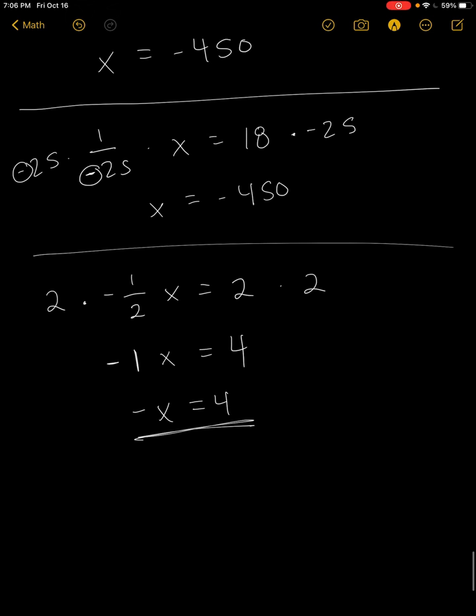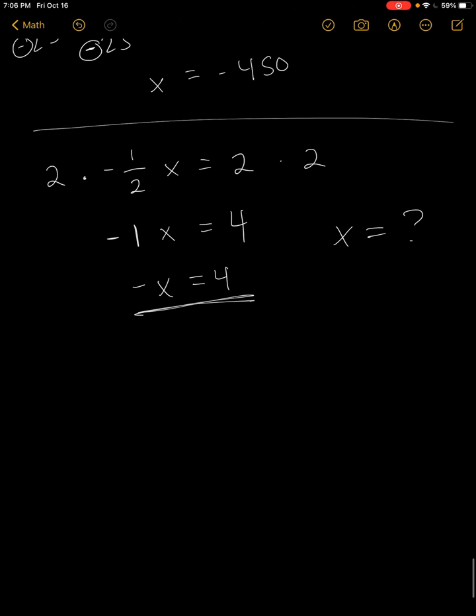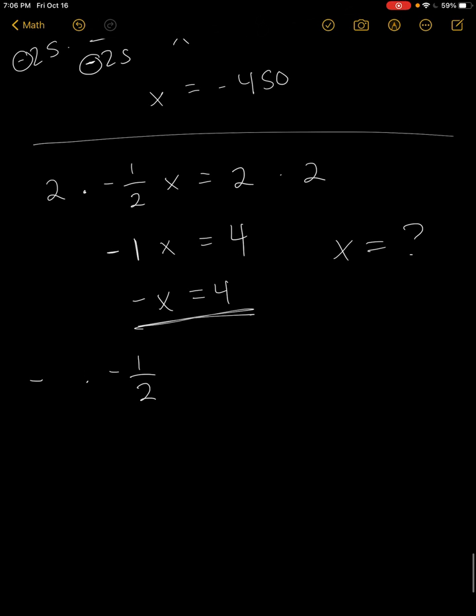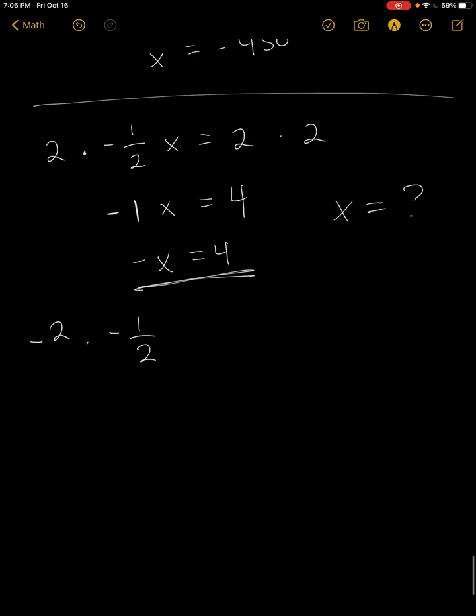But we're not solving for negative x. We want to solve for what x is, not what negative x is, right? That's what our goal is. So it's really important that when you do reciprocal, reciprocal means the sign stays the same. Reciprocal is not an opposite, okay? Reciprocal is just an inverse. That just means you flip it. So the sign should still be the same.